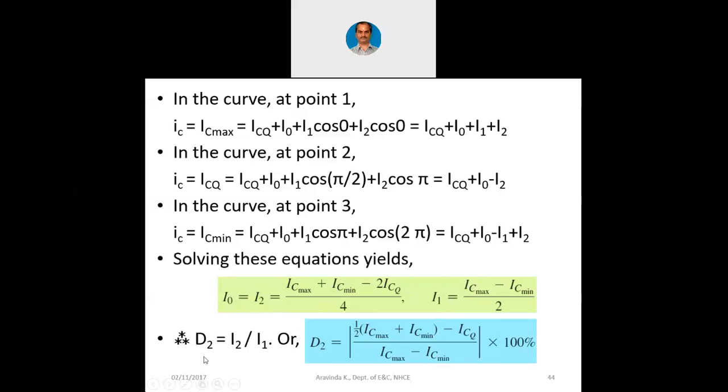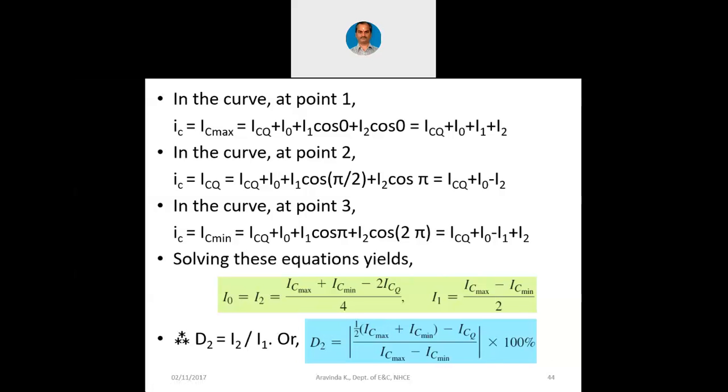Therefore, the expression for the second harmonic distortion is given by I2 by I1, because I1 is the fundamental frequency component, I2 is the second harmonic component. So D2 is equal to half of IC max plus IC min minus ICQ divided by IC max minus IC min, mod of that into 100%. This is the final expression for the second harmonic component.